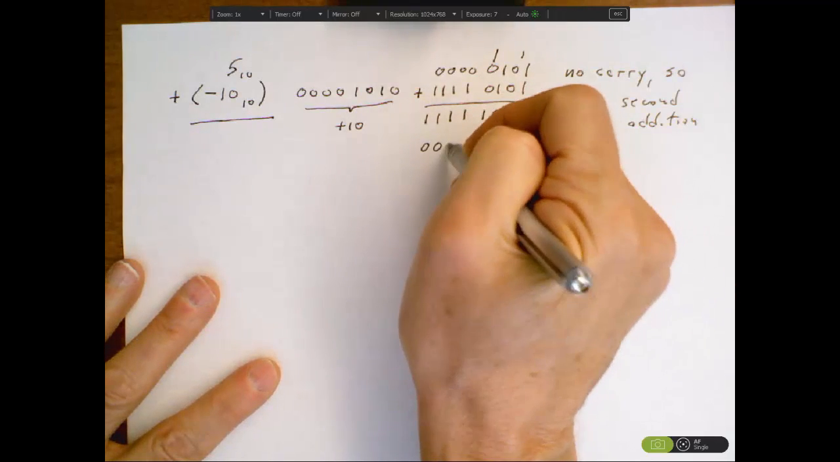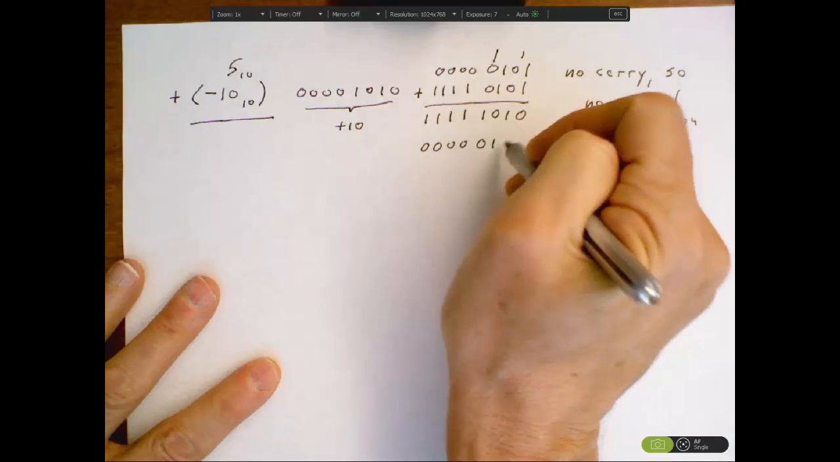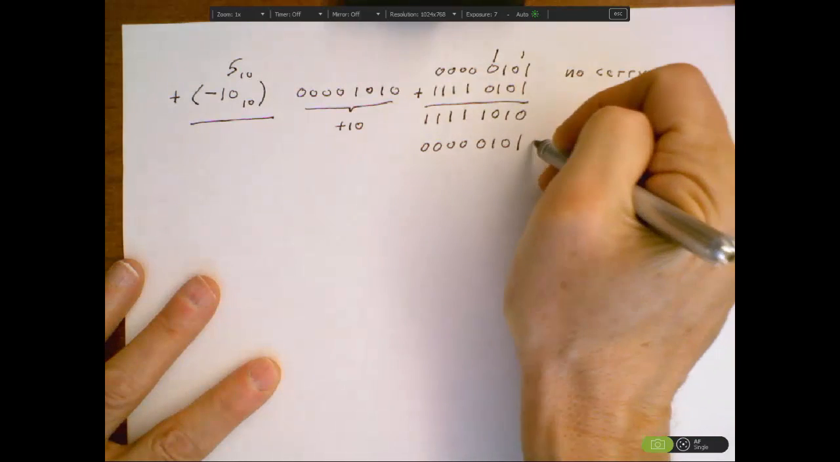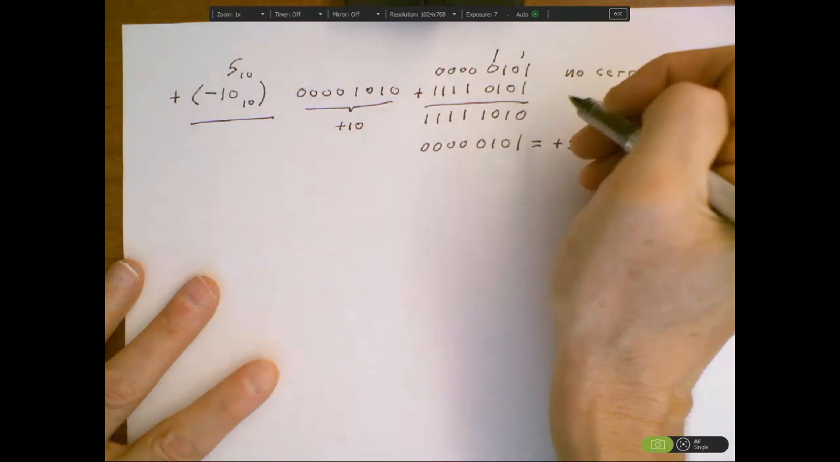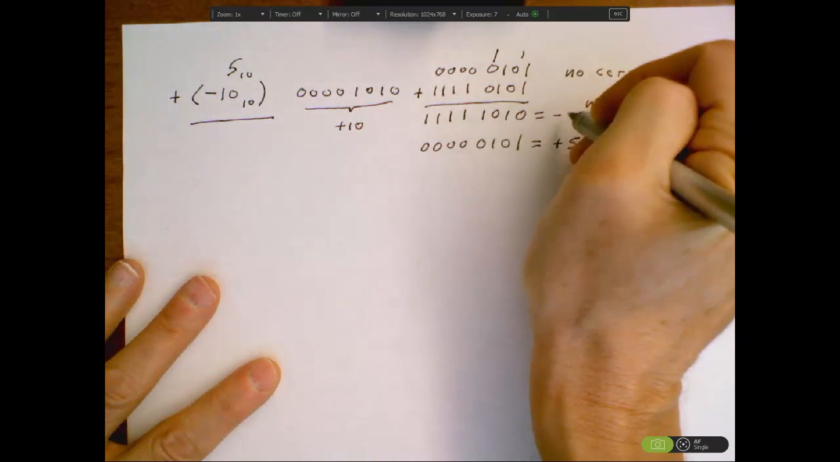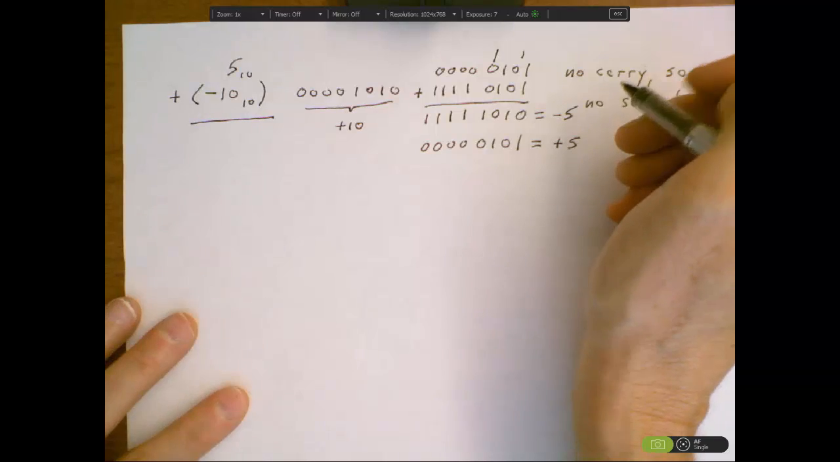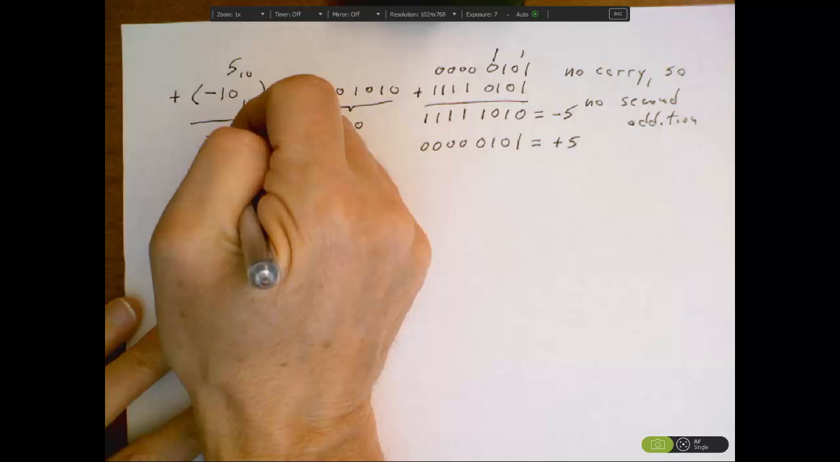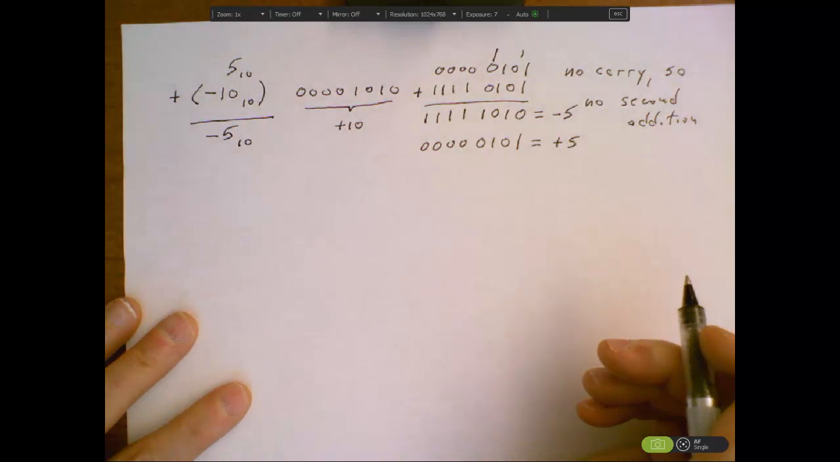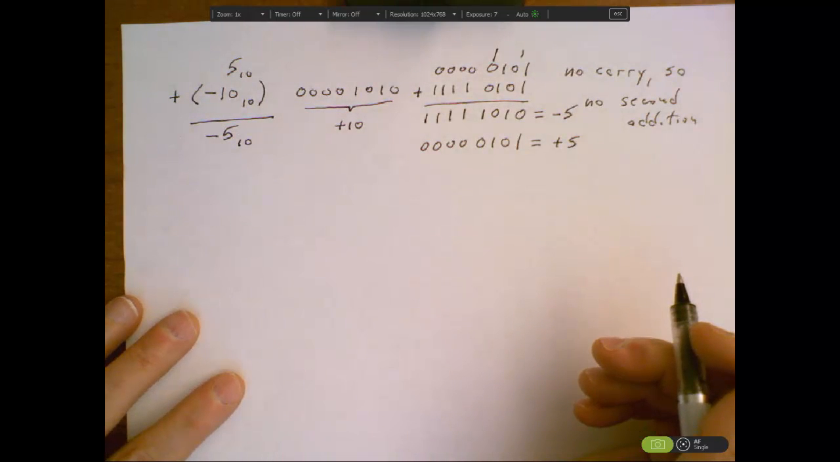So again, 0, 0, 0, 0, 1, 0, 1. When I negate that, it is plus 5. So in fact, this result was minus 5, which is what we expected, right? Minus 5 over here. Okay.